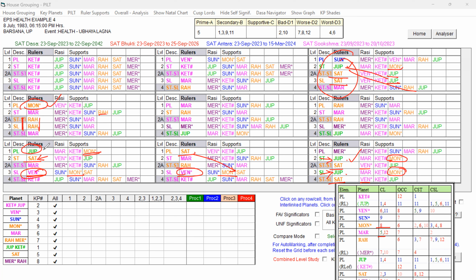So that way, with the help of the PILT table, we can find the role of the unfavorable key planets of the Dasa Lord which are making that Bhukti weak. Those Bhuktis will give trouble under that Dasa Lord. That sort of thing we can get from the PILT table.